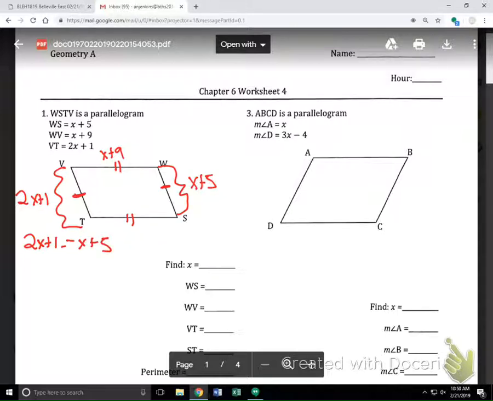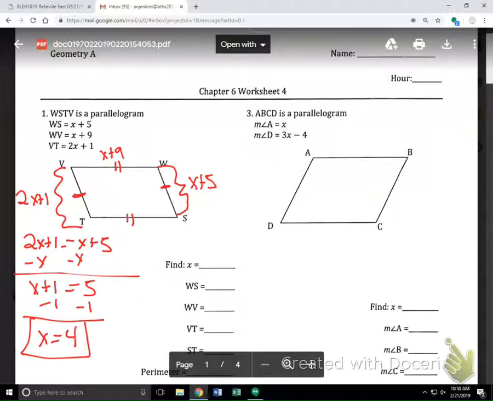That's our first step. When we solve for x, I want to get my x by itself. So I'm going to subtract x to the other side. I end up with x plus 1 equals 5. Minus 1, minus 1. X equals 4. So I know here that x equals 4.